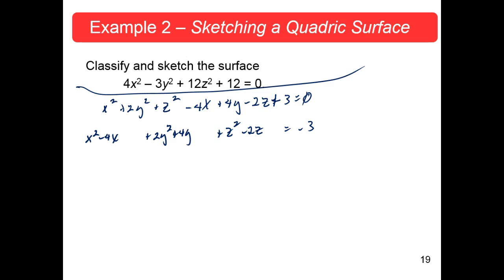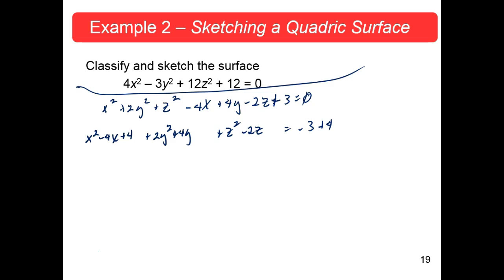Take half of the b. Here a, b, c, of course, c is 0. Half of the b, which is negative 4, would be negative 2, and squared, negative 2 squared is plus 4. So that would be plus 4. Now, I just added 4 to the left-hand side. I changed the equation unless I add 4 to the right as well. Right?